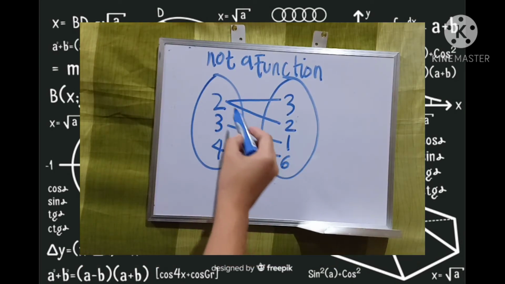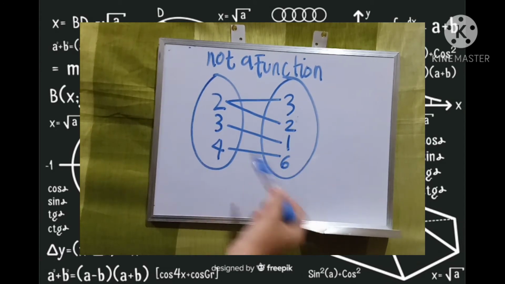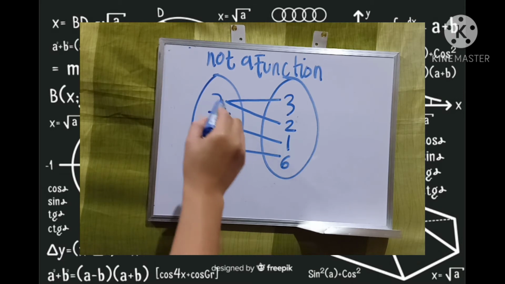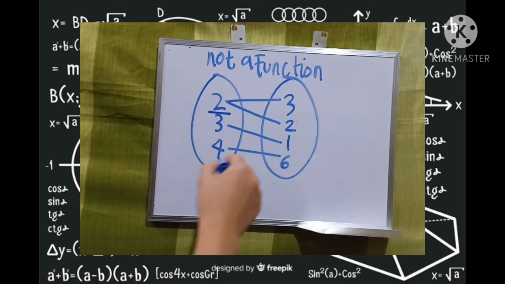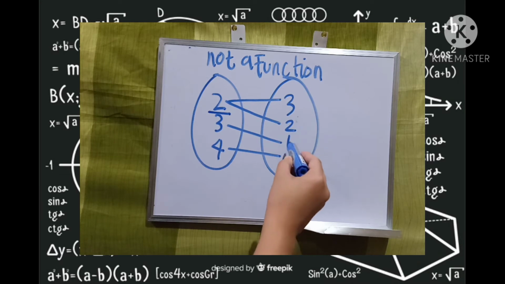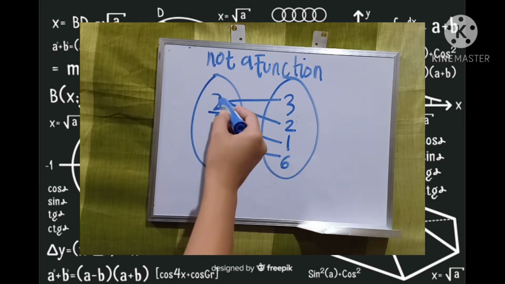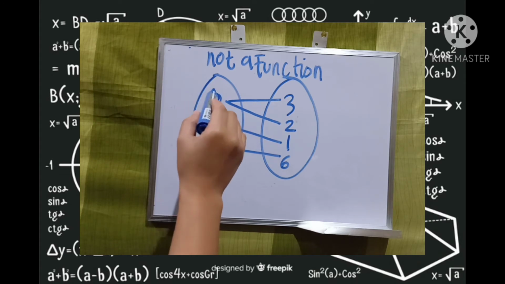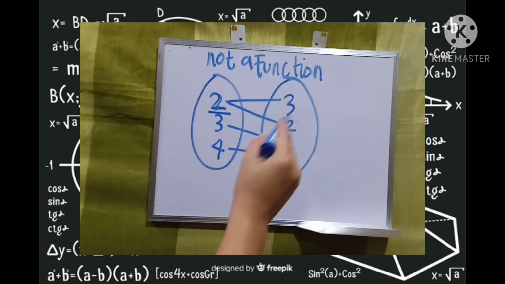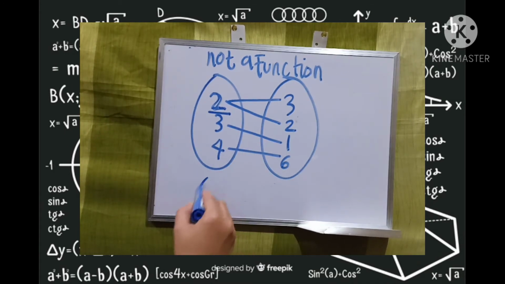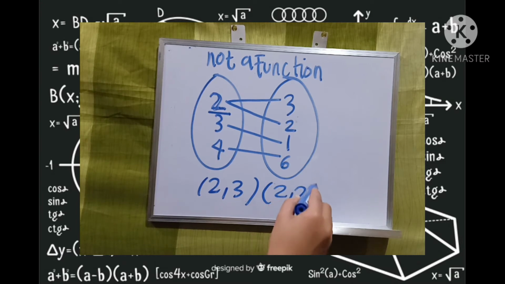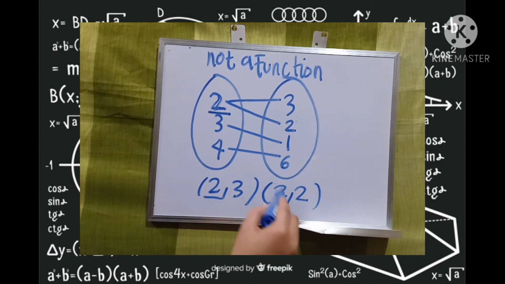Here, this is not a function because in the domain, the 2 is repeated. Our domain is 2, 3, and 4, and the range is 3, 2, 1, and 6. As we can see, the 2 is repeated. It is repeated because if we make it into pairs, this is what happens: 2, 3, and 2, and 2. So, these are the domain values that repeated. So, this is not a function.